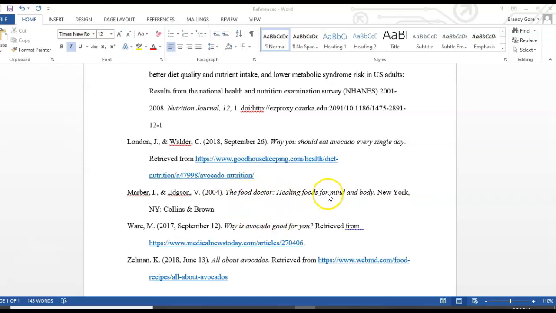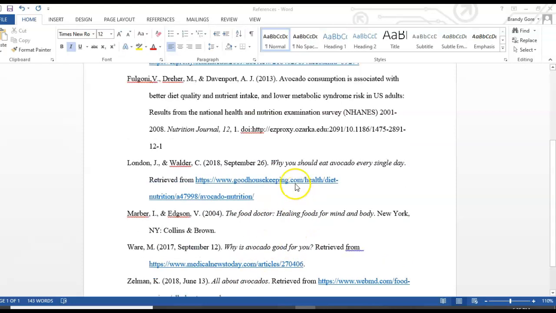This is a book title here. We only capitalize proper nouns and first words. So in this case, there are no proper nouns. We're only going to capitalize the, and then healing, because healing is a first word that comes after the colon. Okay. So that's the same for all of those titles like that. Journal titles, like Nutrition Journal, those are capitalized normally.